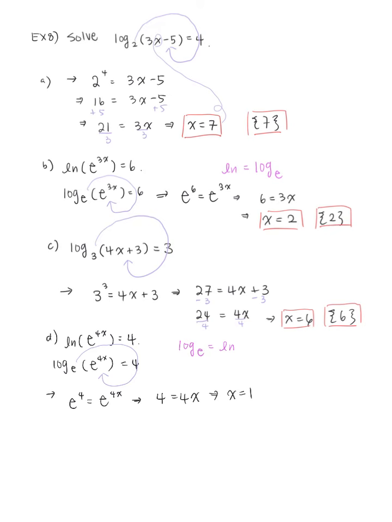Again, before we get too excited, make sure that the argument of the ln is going to be positive. So if I replace x with 1, we get e to the 4 times 1, which will be positive. So it's a keeper. So therefore, the solution set is 1.